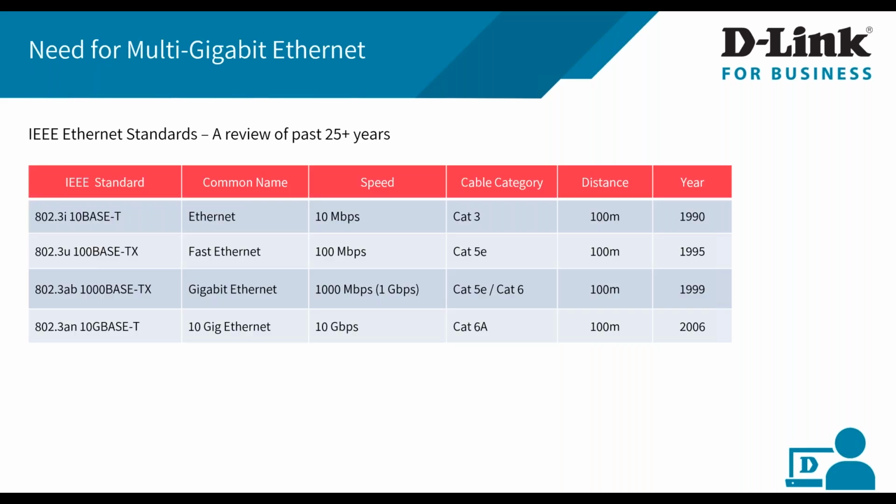Before we discuss the need for multi-gigabit, let's quickly look at the BaseT or the electrical Ethernet standards, which have been there for more than 2 to 3 decades now. We have seen so many networking technologies and standards come and go. But Ethernet has been there for more than 3 decades, and it has become the most popular and most dominant technology today.